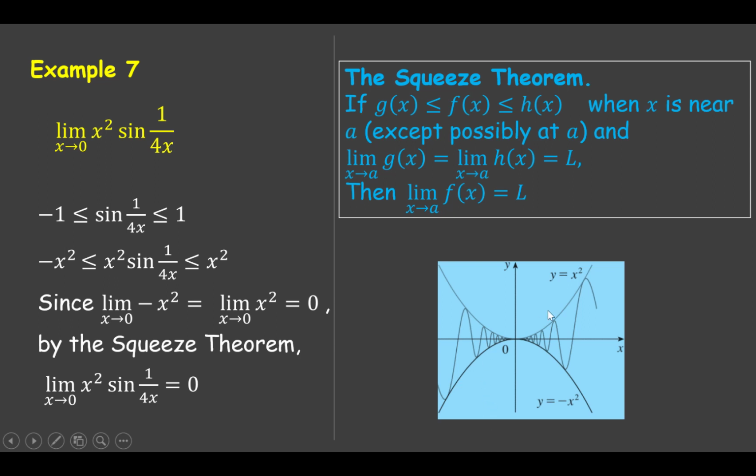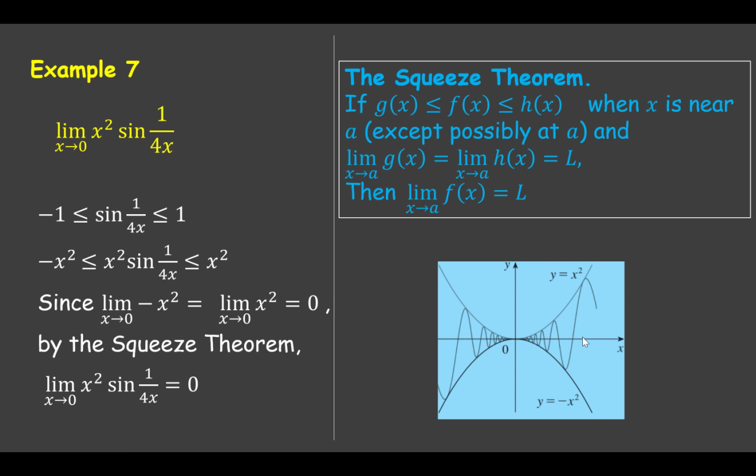Here is the picture. The function is here in the middle. And then it is between y equals x squared on the top and y equals minus x squared on the bottom. And notice that both x squared and minus x squared have the same limit here. They both approach 0. So this middle function has to approach the same limit.